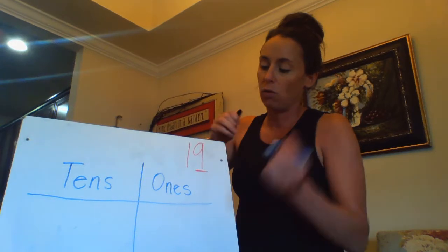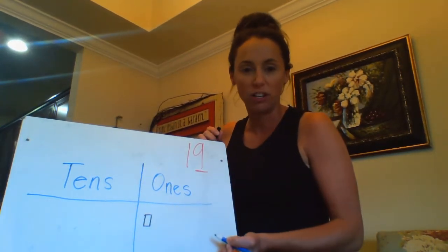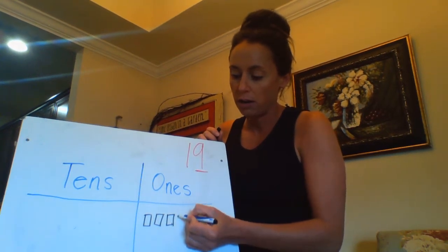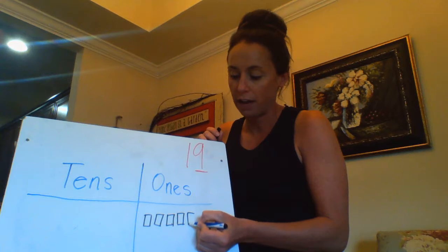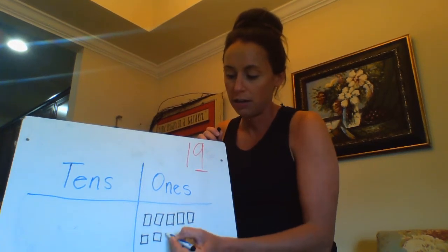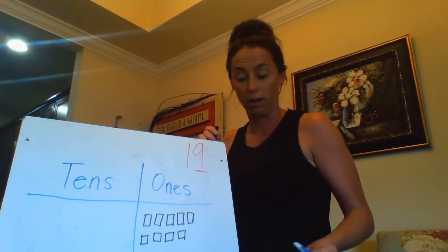So in this one side, I'm going to draw 9 ones here. 1, remember ones are small. 2, 3, 4, 5, 6, 7, 8, 9. Now I'm showing 9 ones.